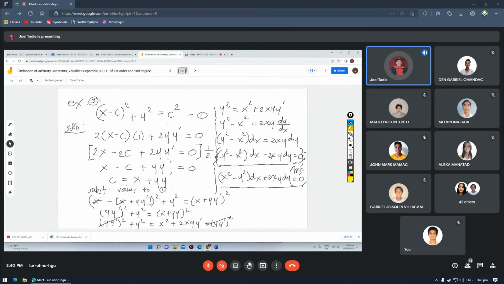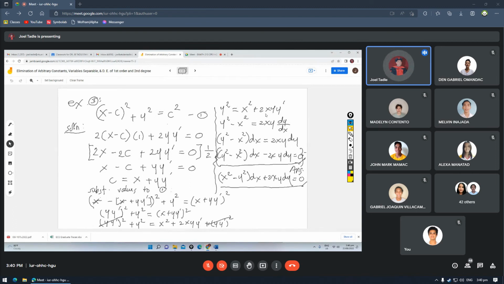So y prime squared. Ya atong nakita nga kon ato ning i-transpose ang y prime squared nga sa left side, ma-negative na siya. So ma-cancel na siya dire sa first term sa left member. So ma-zero na no? So ang nabili na to nga equation is y squared equals x squared plus 2xy y prime.